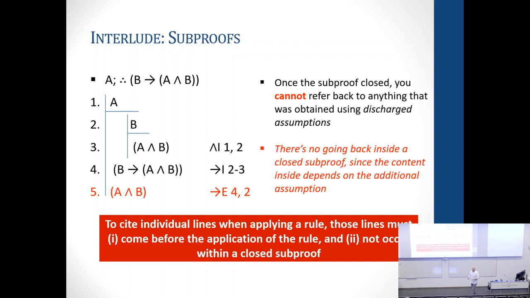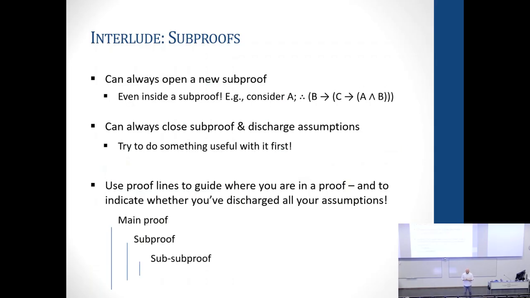Some things to note about subproofs. You can always open a new subproof. You just supply whatever you want as your additional assumption. You can also open subproofs inside subproofs. You can also open a subproof, do some things, close it, and get nothing out of it. There's no problem with just doing extra steps that don't help you. But importantly, they don't help you. So it's not bad, it's just not useful.